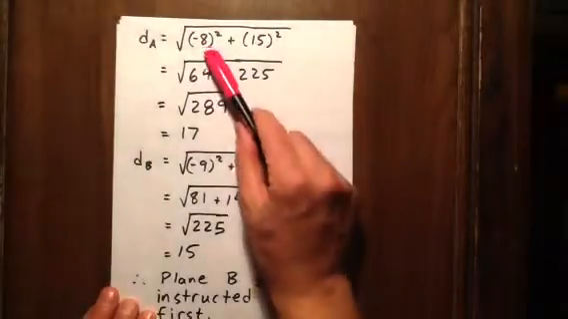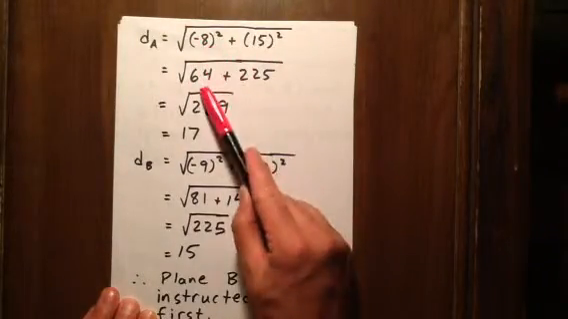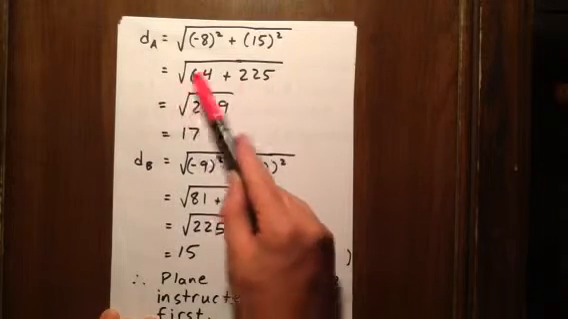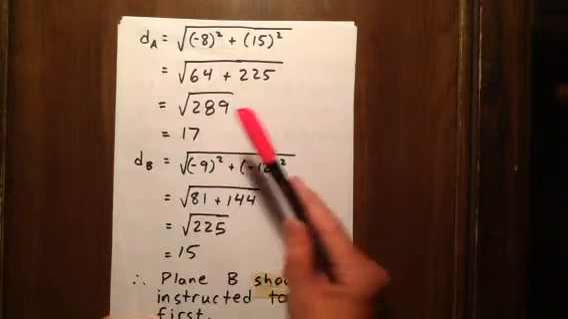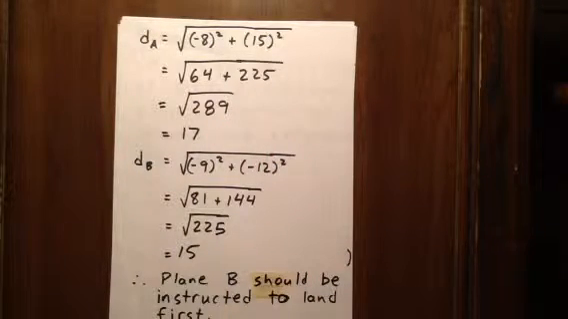Well, distance is the square root of x squared plus y squared. -8 times -8 is 64, and 15 times 15 is 225. So we get root of 64 plus 225, which is root 289, which is 17. So the first airplane is 17 units away.